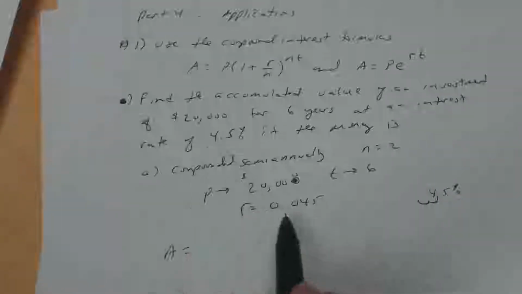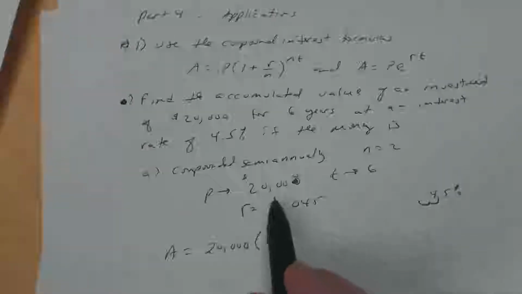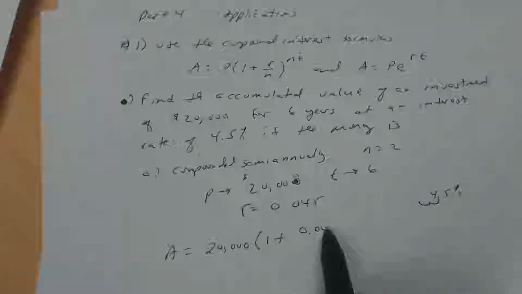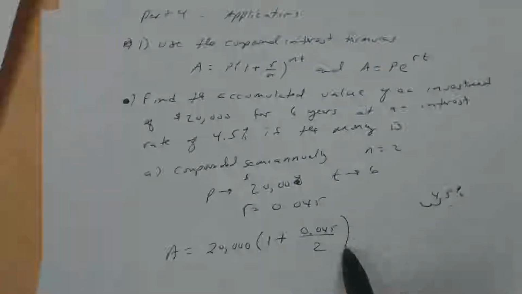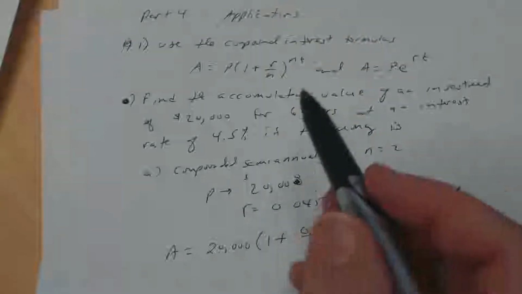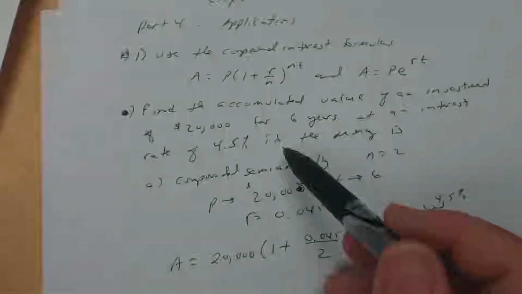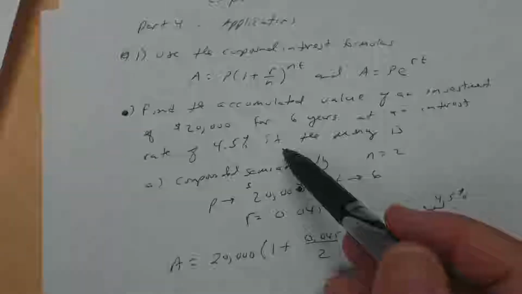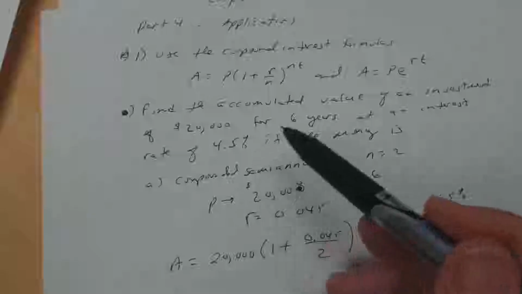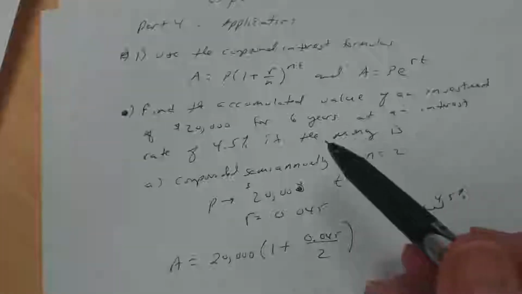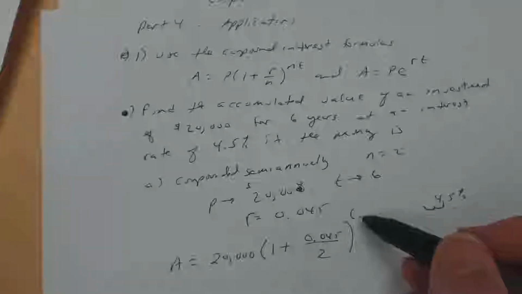The principal is $20,000, so 20,000 times 1 plus R, which is 0.045, divided by N, and N is 2, raised to the NT. When you put this in your calculator, it's very important you put NT in parentheses. If you don't put NT in parentheses, you're going to get a wrong answer. You can verify by doing it both ways. They're not identical. So you need to put NT in parentheses.